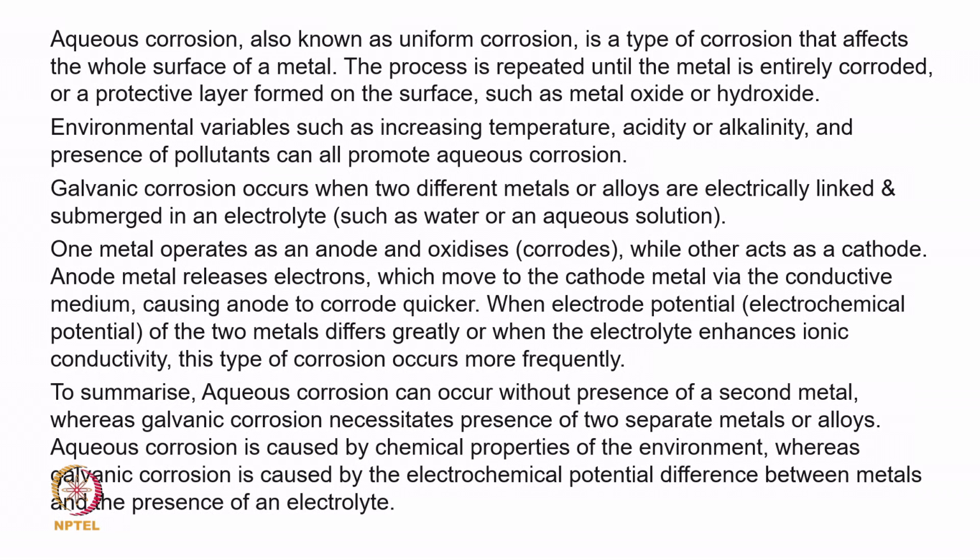Then, aqueous corrosion is caused by chemical properties of the environment. So, more emphasis is generally given to the chemical properties of the environment, whereas in galvanic corrosion we want to give more emphasis to the electrochemical potential difference between the metals and the presence of the electrolyte. So, here more emphasis will be given to the metals or materials which have a potential difference, while in aqueous corrosion we will give more emphasis to the environment. So, these are some differences, that is why we want to keep them in separate categories.